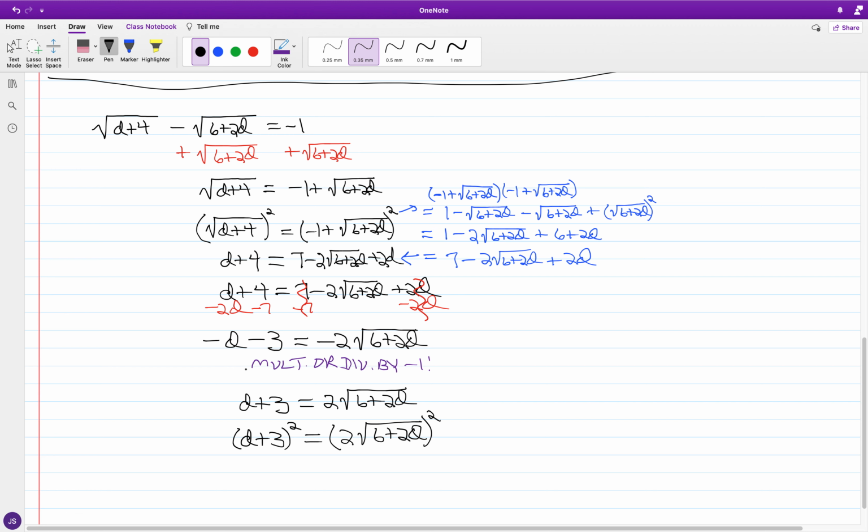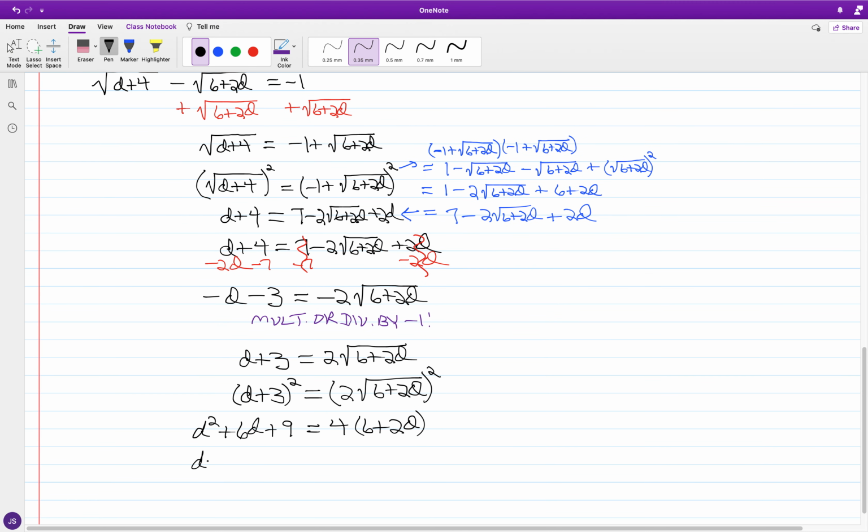Now for d plus 3 quantity squared, if I FOIL out d plus 3 times itself, we have d squared, and then for the outside and inside products each at 3d, we'll add up to 6d, and then we have plus 9. Here we have 2 squared is 4, and the square root of 6 plus 2d squared is going to be 6 plus 2d. With the distribution, you have d squared plus 6d plus 9 is equal to 24 plus 8d.